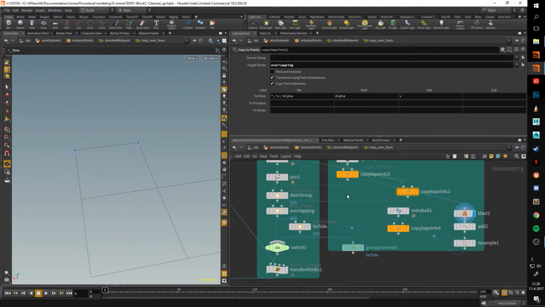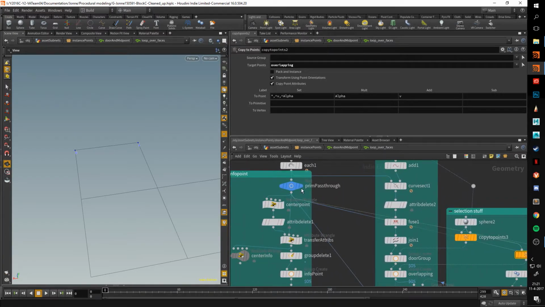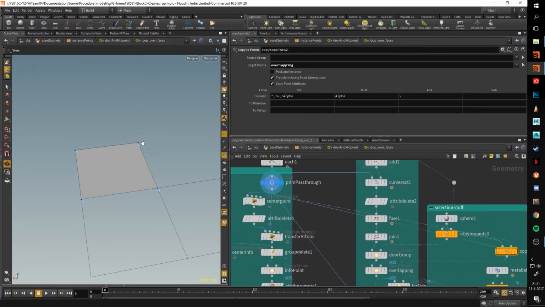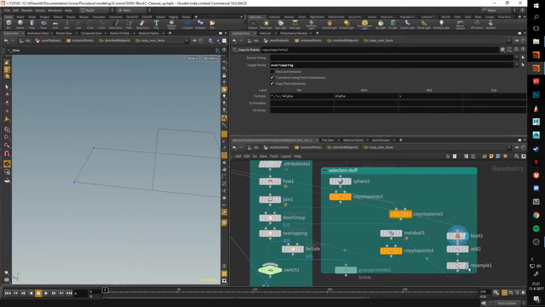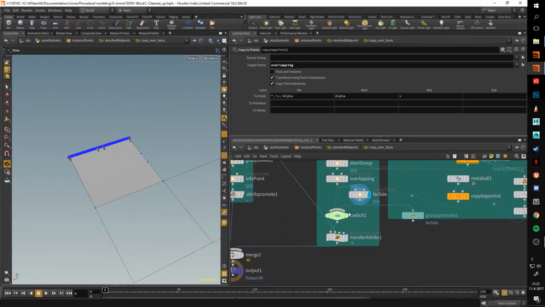So we know this is the far side, which I determine here. This is the far side because it isn't directly connected to the center. So I determine this is the far side. I make a meta surface out of that and group that as well. As you can see here, there are some doors on this side, so I couldn't just copy points on the outer parts. I needed to make it a whole thing. So these are labeled as far side.